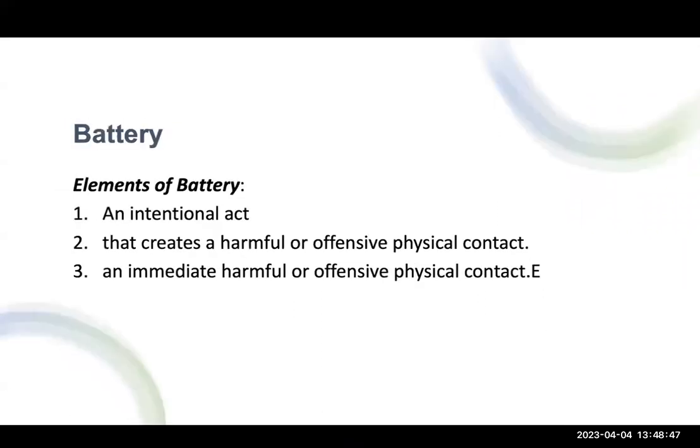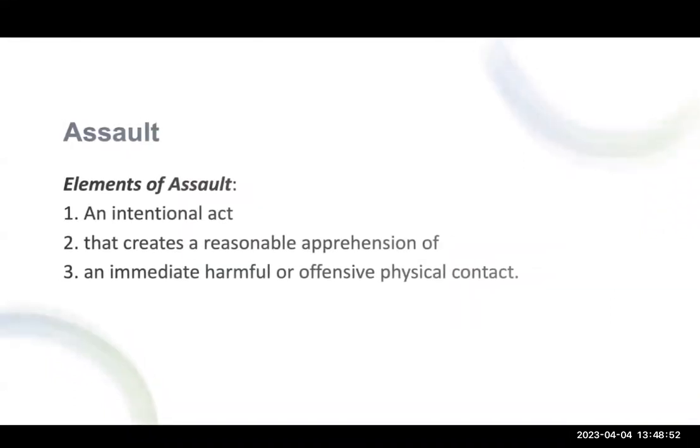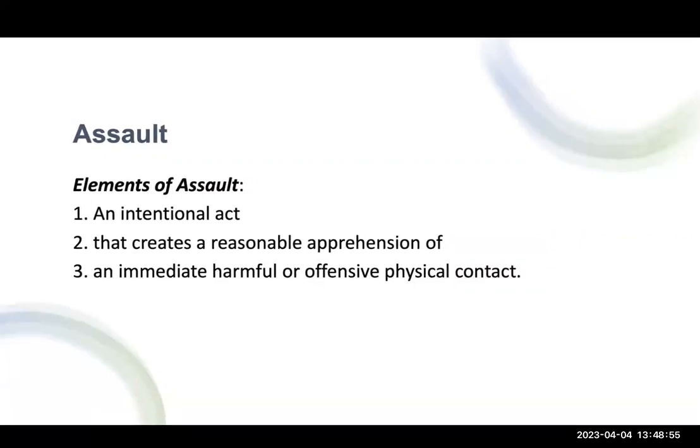The first type of intentional tort that's discussed in the textbook is assault. And assault is, again, one of these intentional torts that involves a certain state of mind of the tortfeasor, the person that commits the tort. And the three elements of an assault are an intentional act, the second element that creates a reasonable apprehension, and the third element is an immediate harmful or offensive physical conduct.